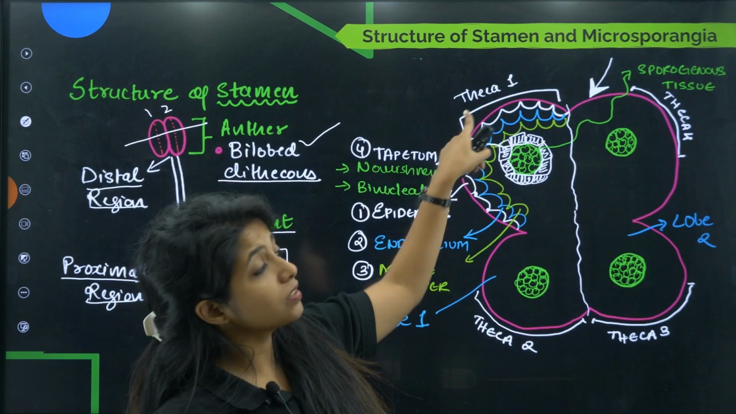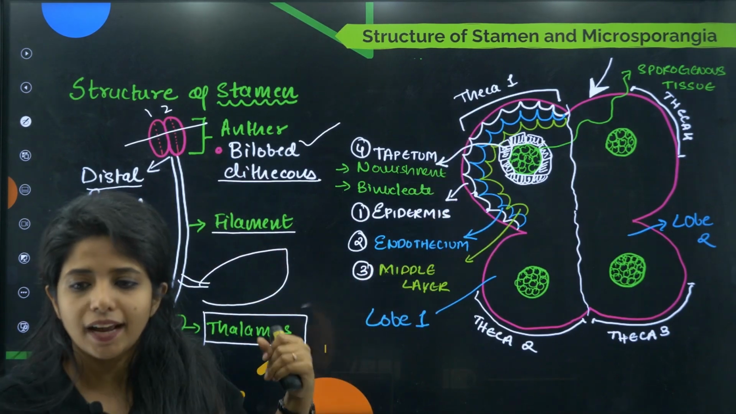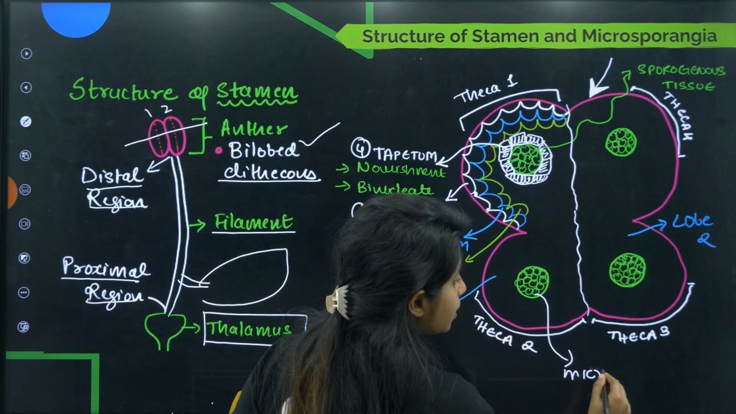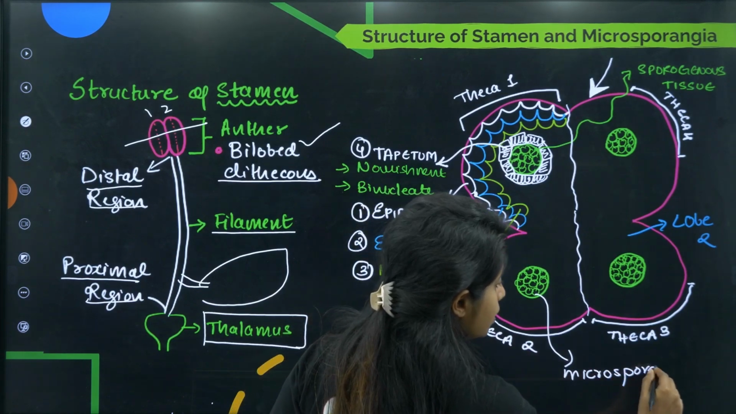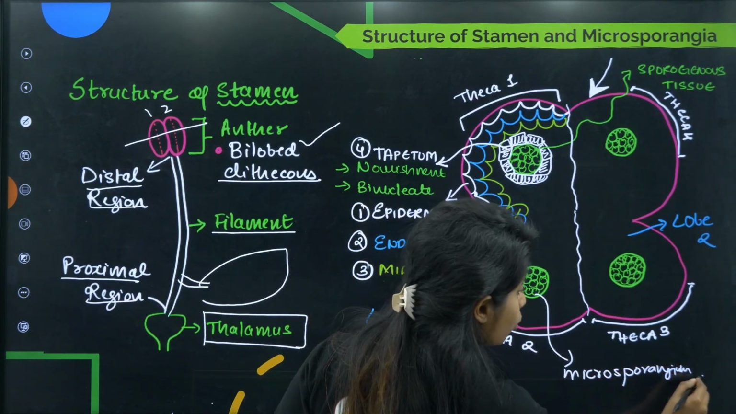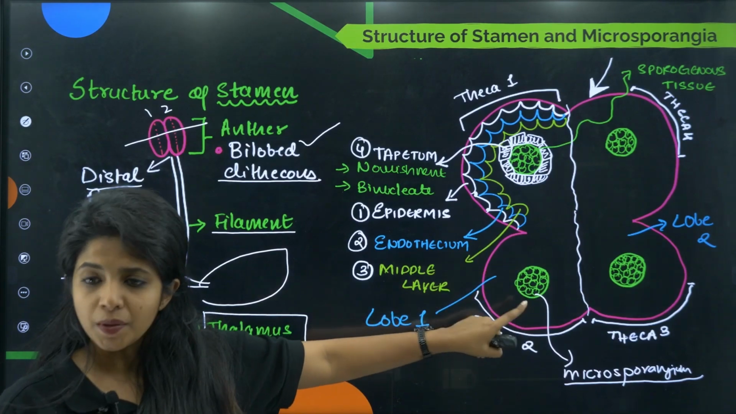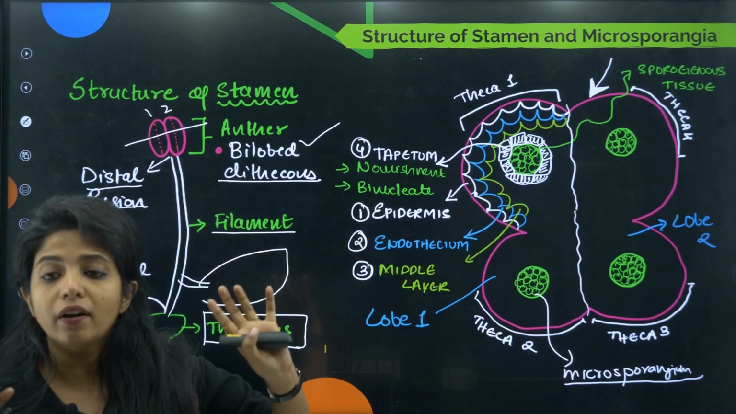Going ahead, what is the structure of the anther? What is there inside the anther? This structure that you see in green, what do you call it? You call it the microsporangium. This is where the pollen grains are going to be made. Now, outside the microsporangium, you have different layers.